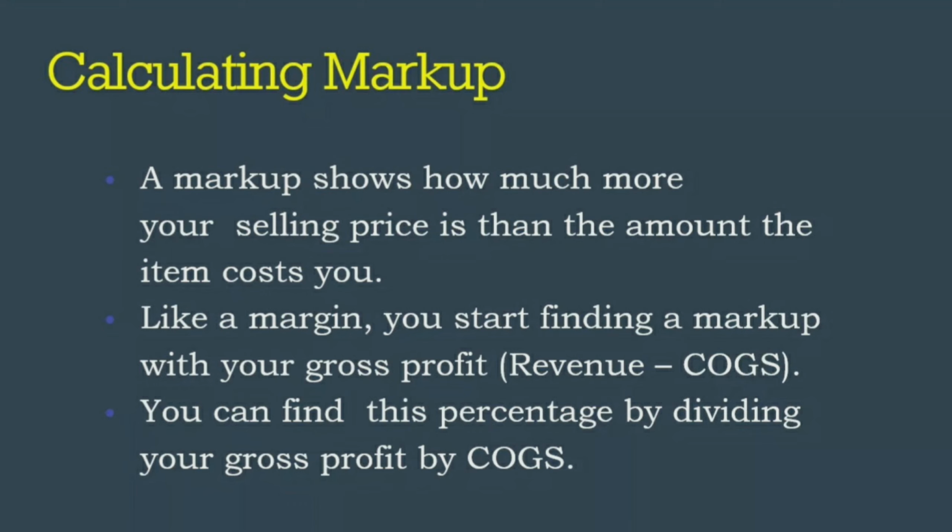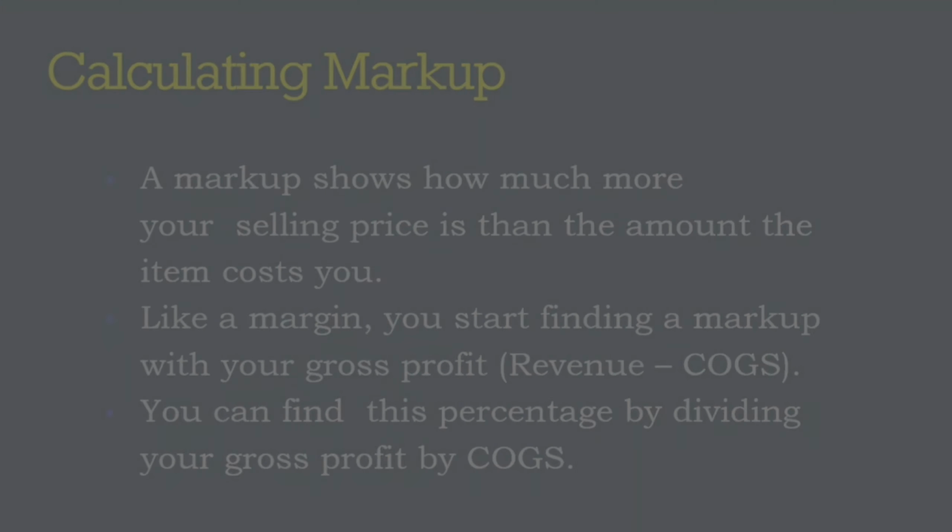Markup shows how much more your selling price is than the amount the item cost you. Like a margin, you start finding a markup with your gross profit, revenue minus COGS, and then you can find this percentage by dividing your gross profit by COGS. So let's see what will happen.